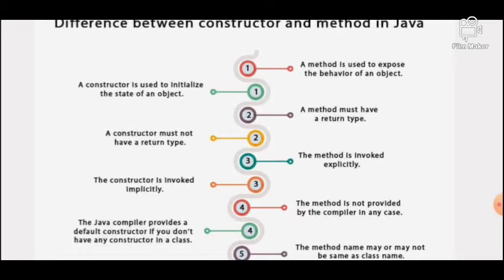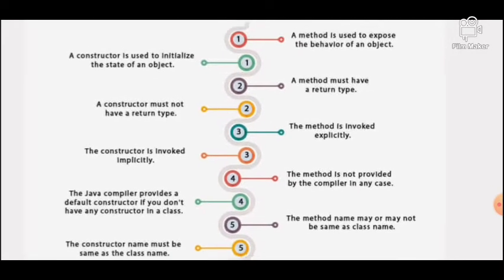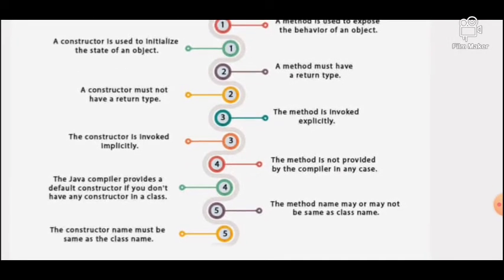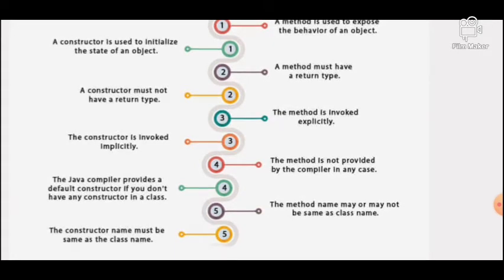In the previous example, I just wrote Student4, and before Student4 I didn't use any kind of return type, int or float. Next, the method is invoked explicitly, whereas the constructor is invoked implicitly. That means we can directly call a method, but we cannot directly call a constructor. The constructor is invoked by the object.